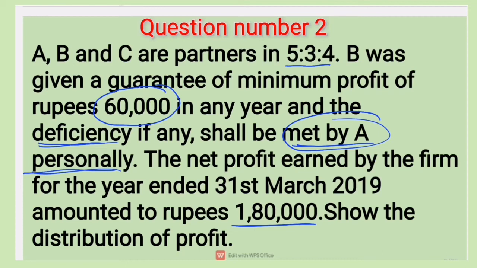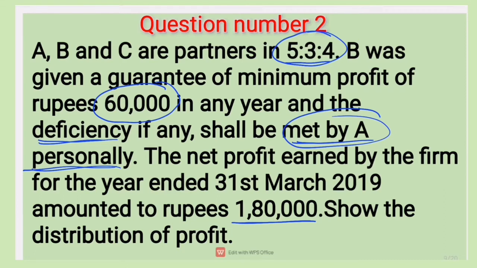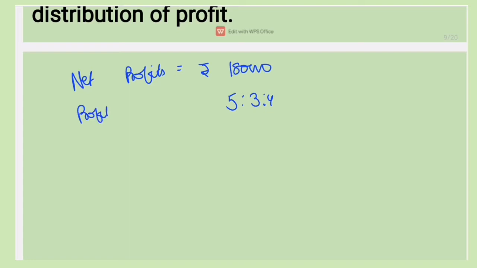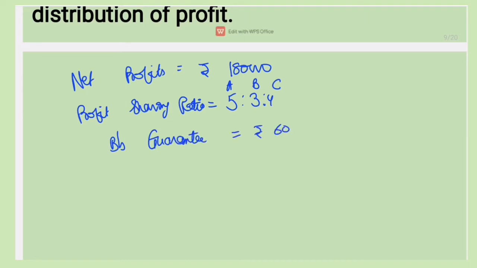So here we have to note down three things. Net profits 1,80,000, profit sharing ratio 5:3:4, and who is given the guarantee? It is the B who is given the guarantee. So we'll do its working. Net profits are rupees 1,80,000. Profit sharing ratio between A, B and C is 5, 3 and 4. Then who is given this guarantee? The guarantee has been given to B, that he will get at least rupees 60,000 as share of profits.